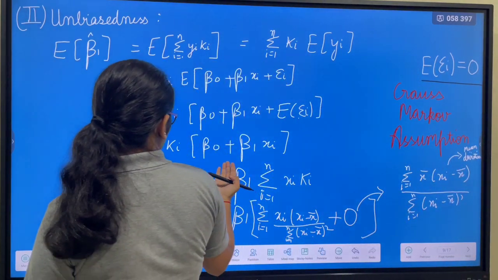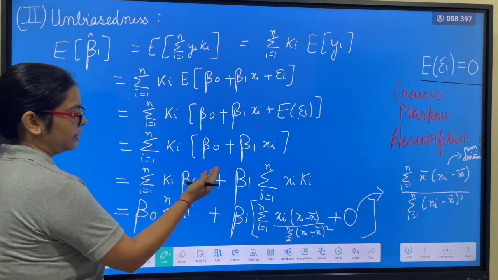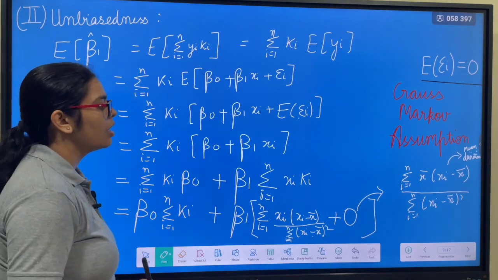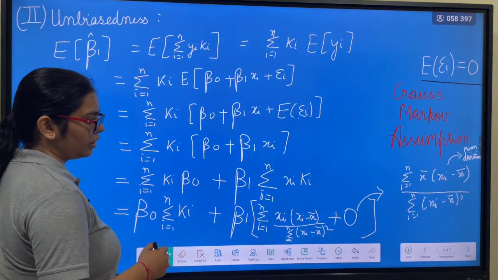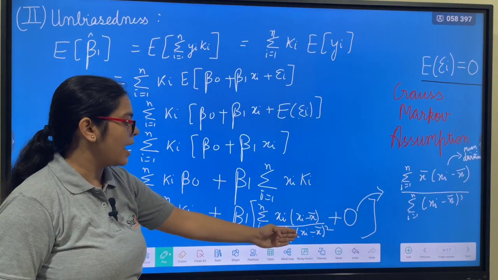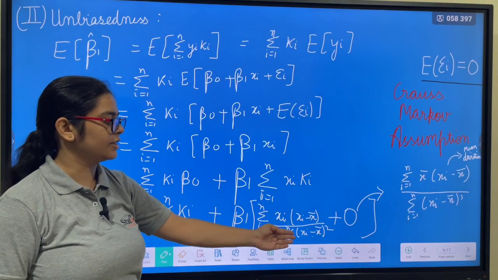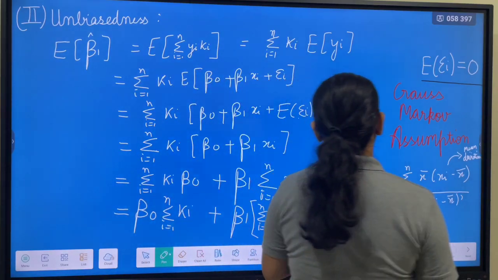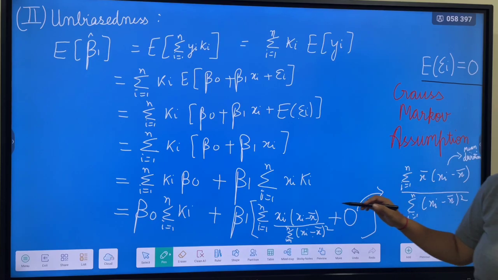So our equation left is this. Now, since we will take summation ki inside, we will get this equation. Now, discussing summation ki. Summation ki is again summation xi ki. We will replace the values of ki and xi here, and we can write summation xi into xi minus x bar upon summation i goes from 1 to n, xi minus x bar whole square plus 0, where 0 can be written as x bar into xi minus x bar upon summation i goes from 1 to n, xi minus x bar whole square. Since this is the mean deviation, its value is 0. So we can replace this in that equation.